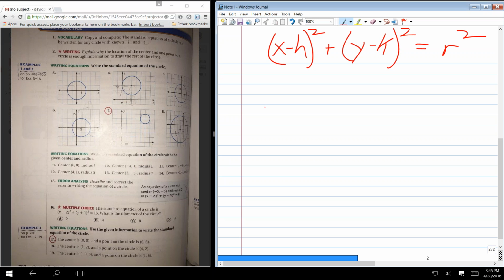So what's h in number 10? -4. So how would I write that? Well, it has to be positive, so 16. No, h is -4, so it's x minus a -4. That's what goes inside the parentheses. And two negatives make a positive, so it's actually x plus 4 squared. What's the rest of it?